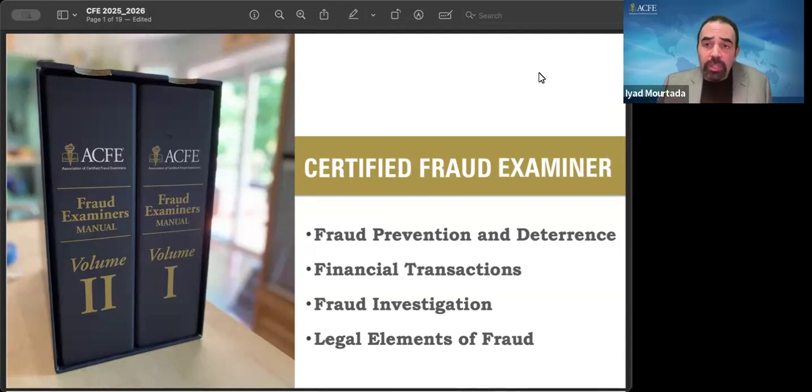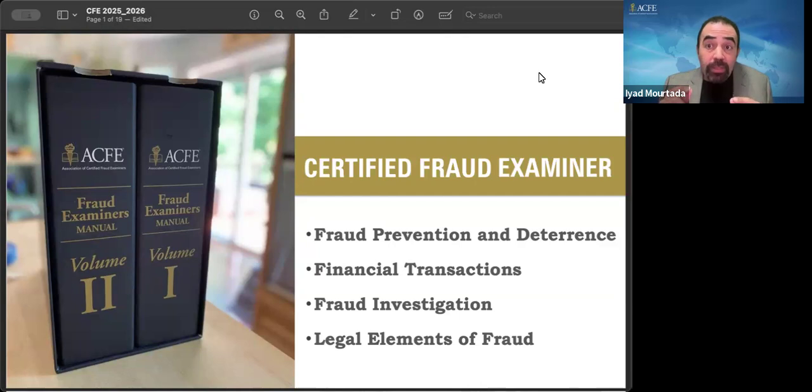Even if the 60 days finished, it doesn't matter. You took Financial Transactions, passed, finished. Then Fraud Prevention, you failed, it's okay. Then Legal Elements of Fraud, you didn't take. After the 60 days finished, now you have to pay $58 for the first attempt to take Fraud Investigation again, and pay $58 for Legal because you didn't take it within the 60 days.